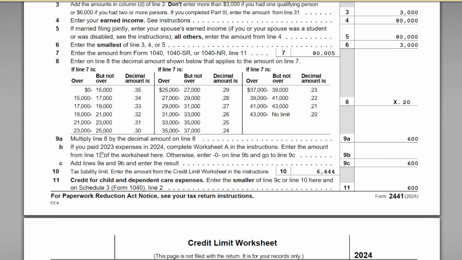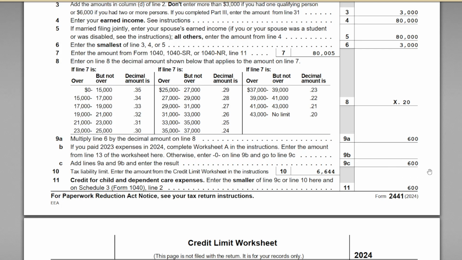Now line 9B we've left blank here because it doesn't apply to us in this scenario. But if you did pay for expenses, so you paid for 2023 expenses in 2024, you would complete the additional worksheet available in the instructions, and so you would require an adjustment on line 9B. In our case, it doesn't apply. So line 9C, we simply add 600 plus 0, and we're left with $600.